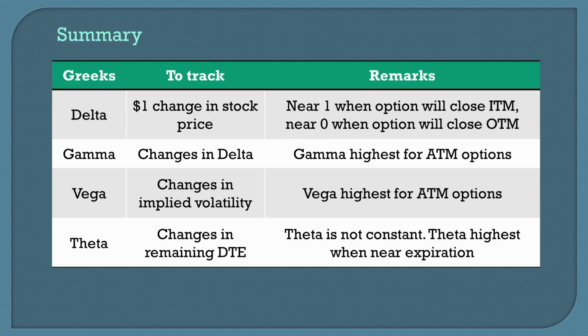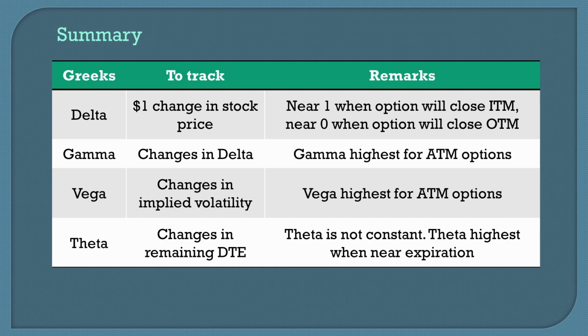Okay, so just to do a quick summary on what we've covered, we've gone through the 4 Greeks and what they represent. Delta tracks the change in option prices for a $1 increase in the stock price. If your option has a high chance of closing in the money, delta is near 1. And if your option has a high chance of closing out of the money, delta will be near 0. For gamma, it tracks the speed at which delta changes. Gamma is highest for at the money options because these options are very sensitive to price changes.